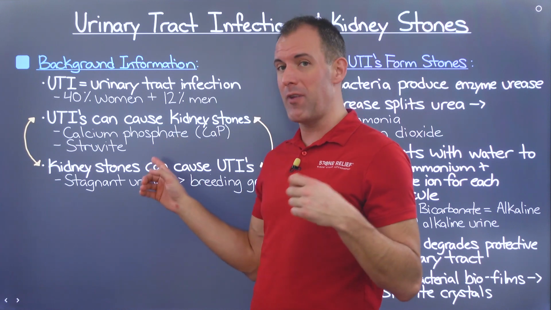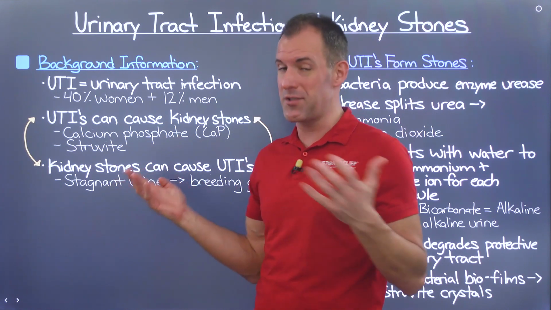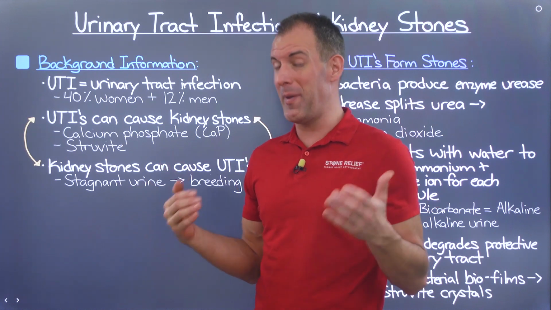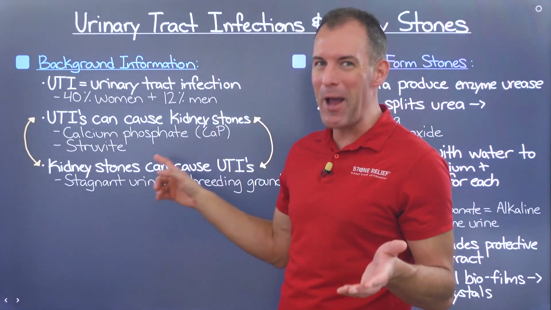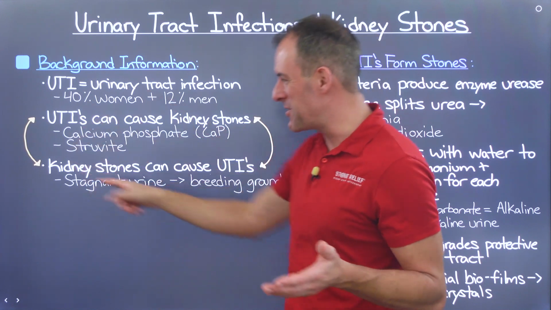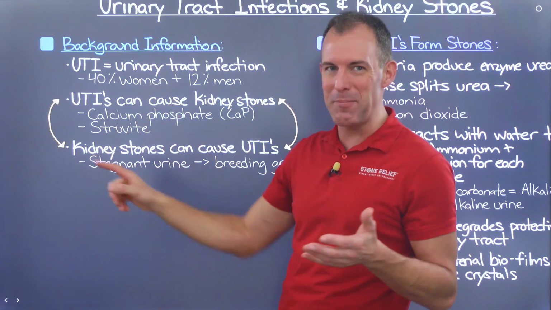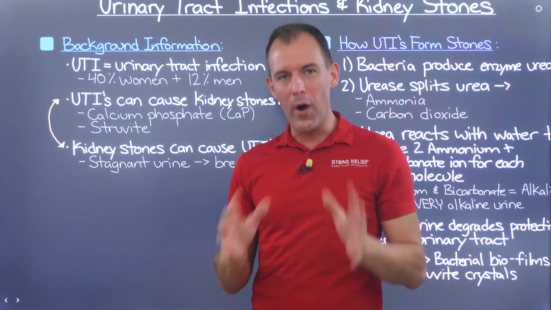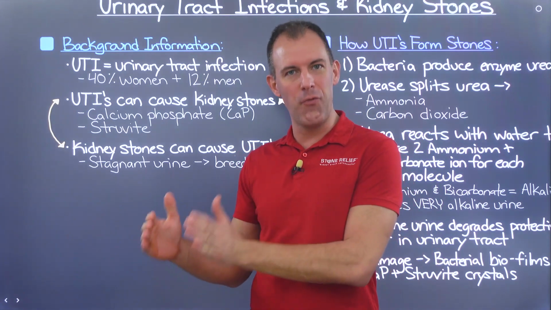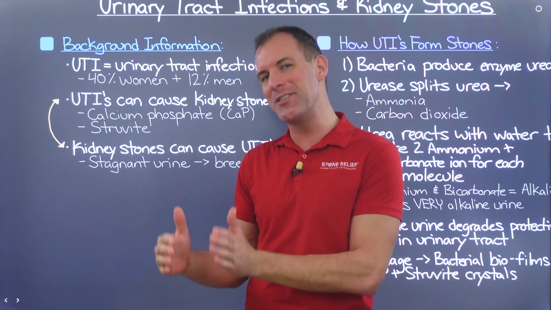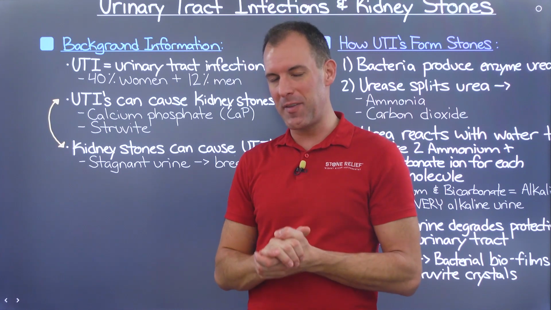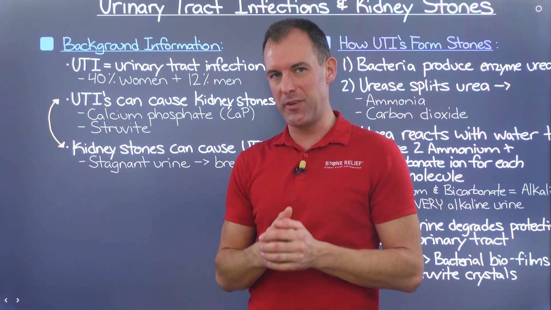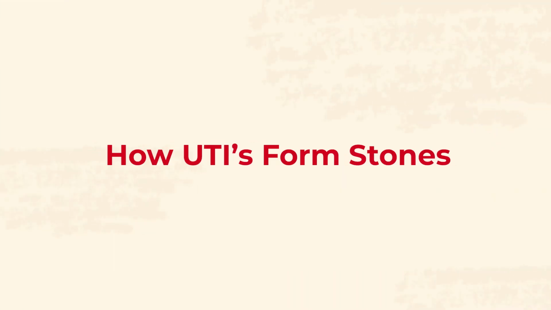So anytime you've got this stagnant urine, which a stone will create in most instances, you have the opportunity for bacteria to form. And when bacteria forms, it creates this alkaline urine environment that just feeds this really nasty cycle. So in the next couple chapters, we're not only going to talk about the process by which a kidney stone forms, but we'll also talk about some of the things you can do to try to prevent UTIs from occurring, which will eventually lead to prevention of kidney stones. We'll see you in the next chapter.